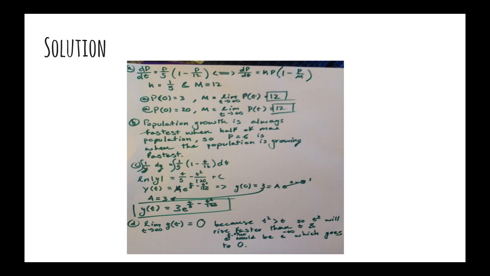When we do a limit, we want to look at the degrees of t, because that's what's changing. And because it's t minus t squared, we know that t squared will rise faster than t will. So that will become e to the negative infinity, and e to the negative infinity goes to 0. So 3 times 0 is 0. Thus the limit as t approaches infinity of the function goes to 0.